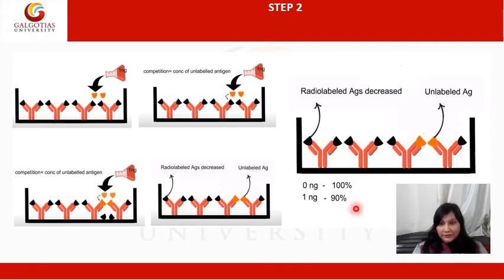So this is the second step. I am just repeating: we have added a 1 nanogram per ml solution of unlabeled antigen. This antigen will compete with the labeled antigen, and the unlabeled antigen will be removed after washing. Then we check the radioactivity of the microtiter plate and find that it has decreased by 10%. Now the radioactivity of this plate is 90%, meaning after adding 1 nanogram of solution, the radioactivity decreased by 10%.